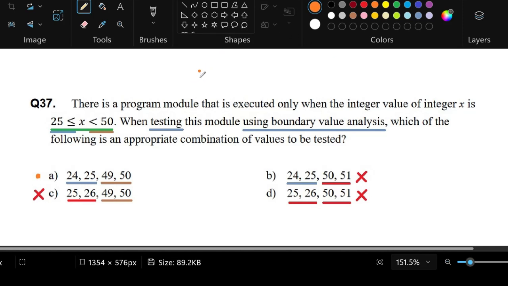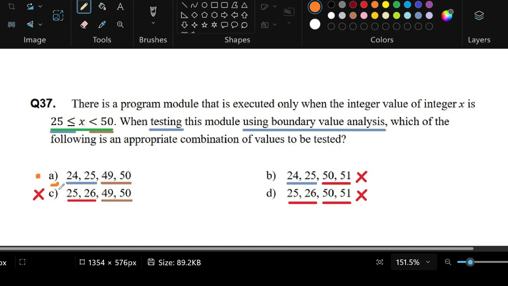Question number 37 of the PhilNITS FE morning portion of the exam. In this question, we are being asked: there is a program module that is executed only when the integer value of integer x is greater than or equal to 25 and less than 50. When testing this module using boundary value analysis, which of the following is an appropriate combination of values to be tested?